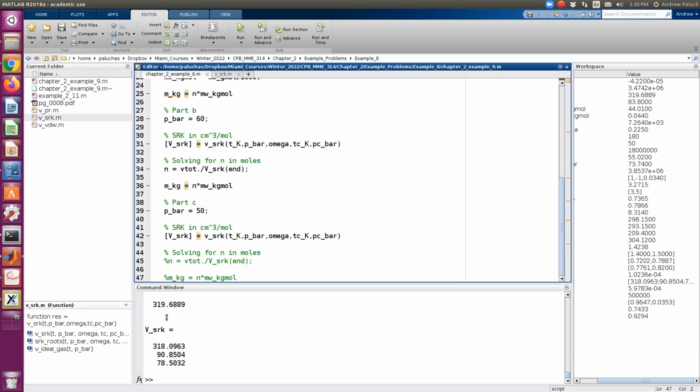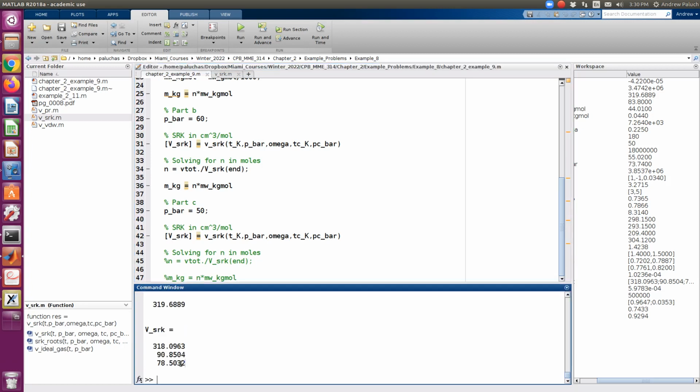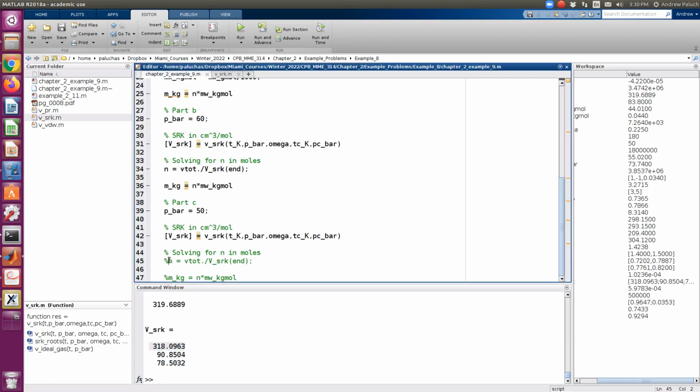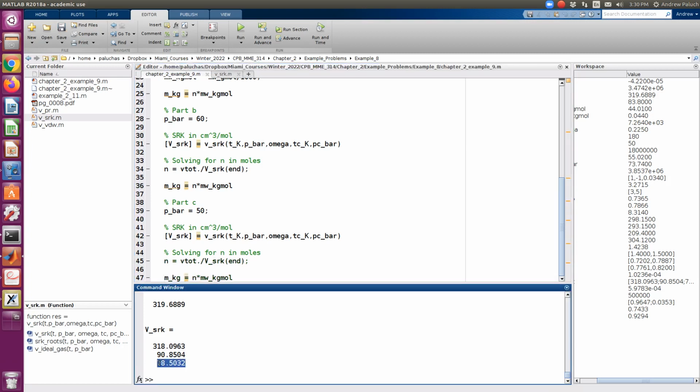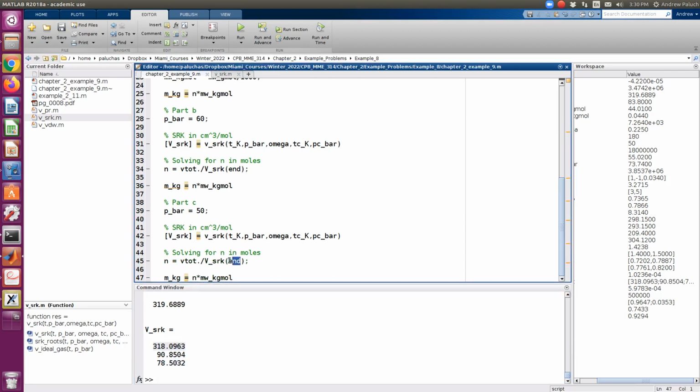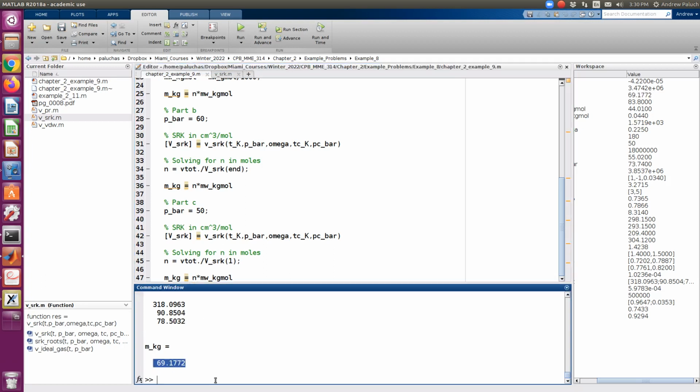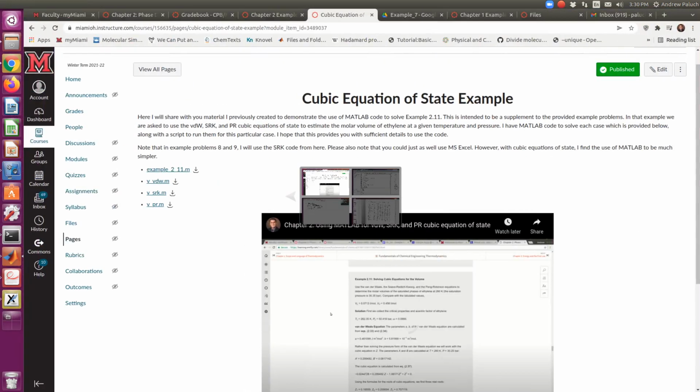So now the difference is I have a vapor. Before we were choosing the smallest V, which corresponds to liquid. Now we're going to need the largest V, which corresponds to vapor. So when we calculate N, rather than use the smallest V, the last one, we're going to use the first one, which is the largest. So we end up getting a mass now of 69.1772.